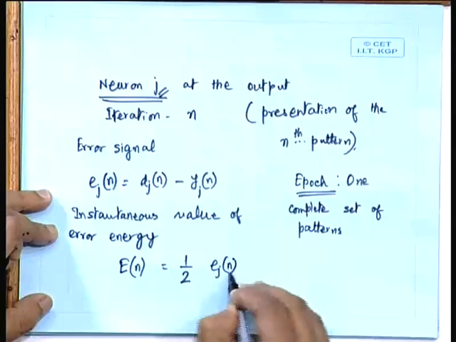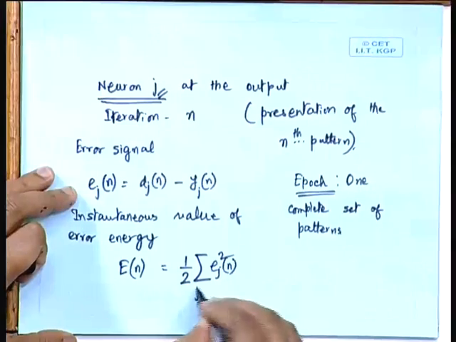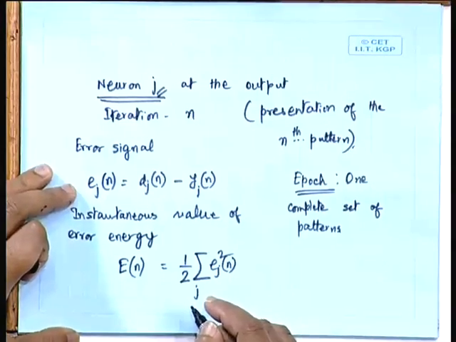Ej square. But I said there are more than one outputs. So, definitely we have to sum up, even if we are talking of the instantaneous value of the error energy at the nth iteration, or the presentation of the nth pattern. Whatever errors are existing at the output of every output neuron, they must be summed up. So, we should sum it up over j, j belonging to the output layer.